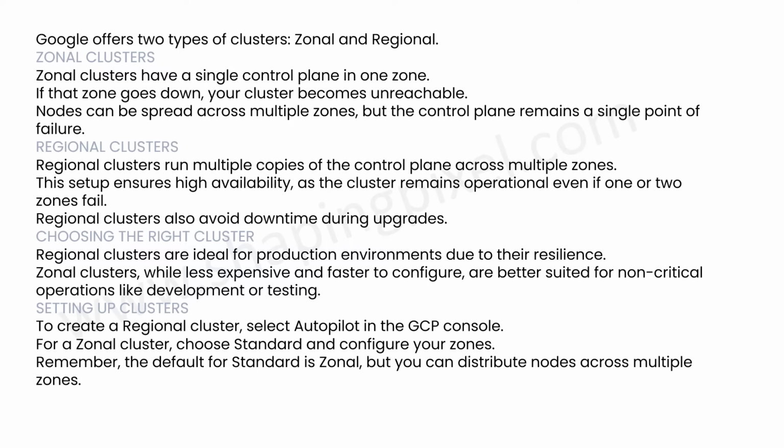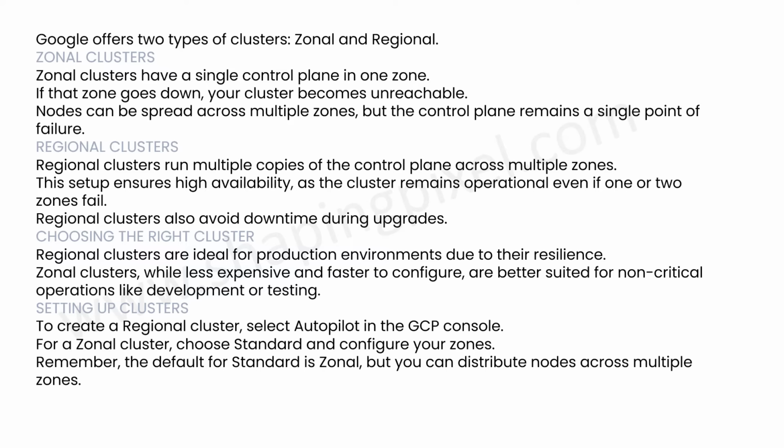When creating a Google Kubernetes Engine cluster, you need to consider your availability requirements. Google offers two types of clusters, zonal and regional. Let's explore the differences. Zonal clusters have a single control plane in one zone. If that zone goes down, your cluster becomes unreachable. Nodes can be spread across multiple zones, but the control plane remains a single point of failure.